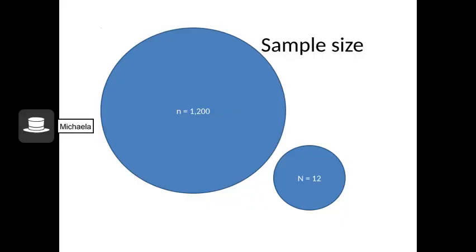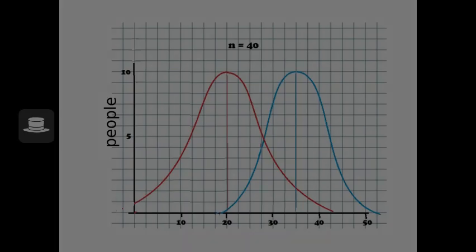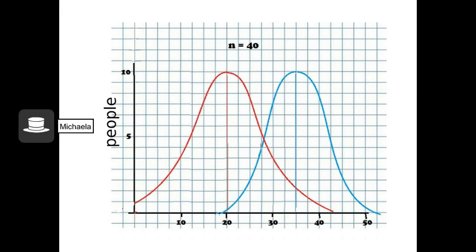The thing is, statistical significance is dependent on two things: sample size and the size of the difference you observe. So how big was your sample and how different were your groups? You'll remember this little graph we drew.